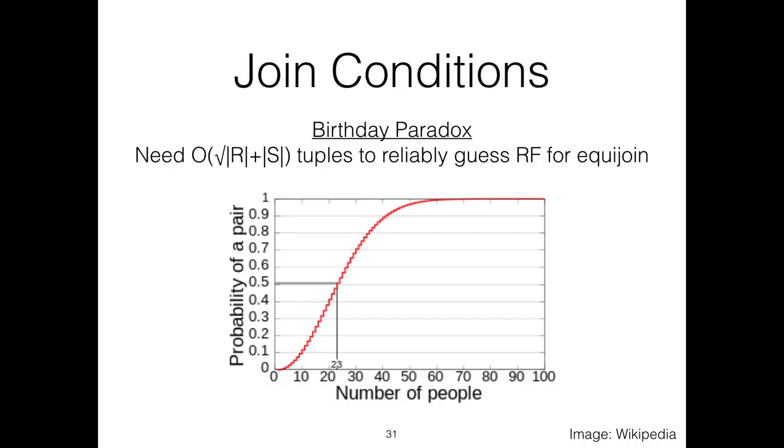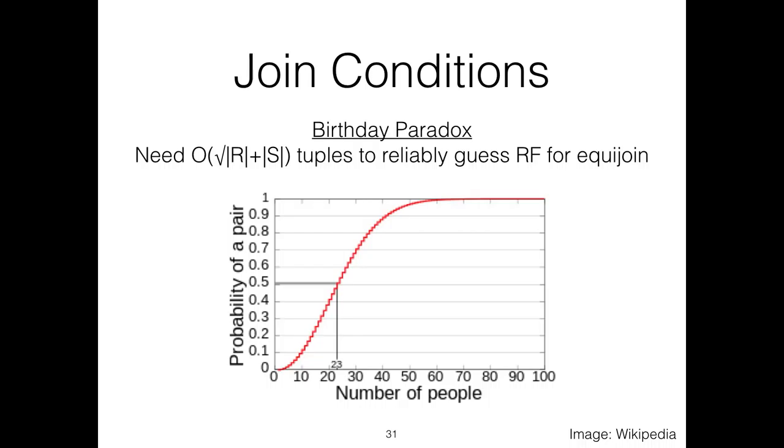There's what's known as the birthday paradox. So the chance that if I pick one random person and I pick another random person, the chance that they're both going to share the same birthday is pretty minimal.